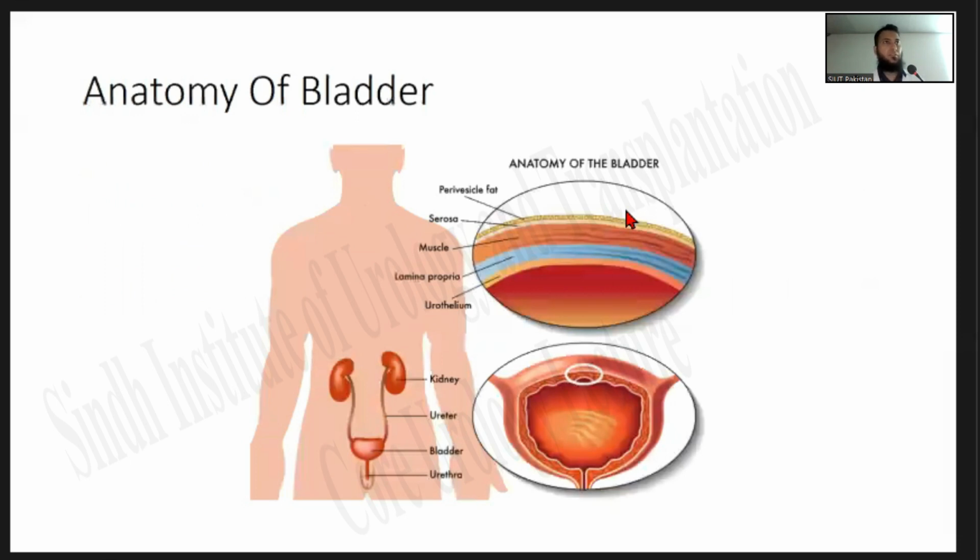Before we start on the learning objectives, first we discuss the anatomy of the bladder. The bladder is a hollow organ present in the lower abdomen, which receives urine from both kidneys via the ureters. Grossly, we divide it into five layers: the urothelium, lamina propria, muscularis propria (detrusor muscle), the serosa, and the perivesical fat.